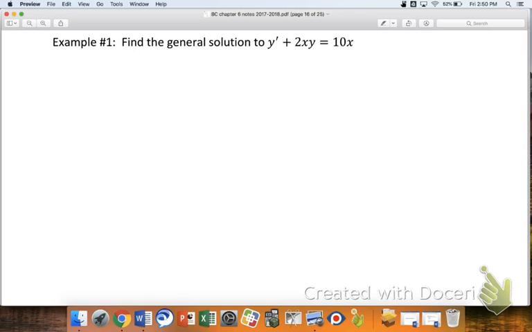So let's see if you guys can find this integrating factor first. The integrating factor is the thing that will allow us to see a pattern that will lead us right directly to our solution. Give you a second to do that.